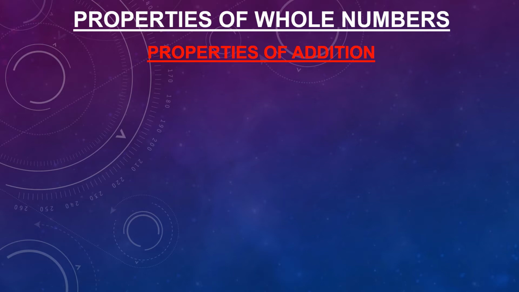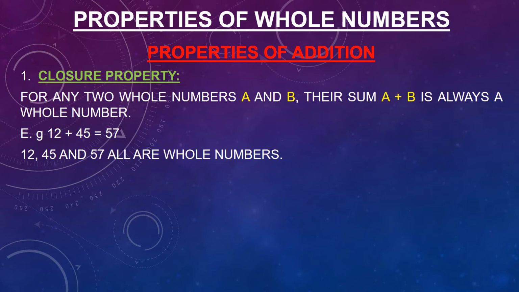The first property is closure property. For any two whole numbers a and b, their sum a plus b is always a whole number. Example, 12 plus 45 is equal to 57. 12 is a whole number, 45 is a whole number and their sum 57 is again a whole number. So, the sum of any two whole numbers is a whole number.